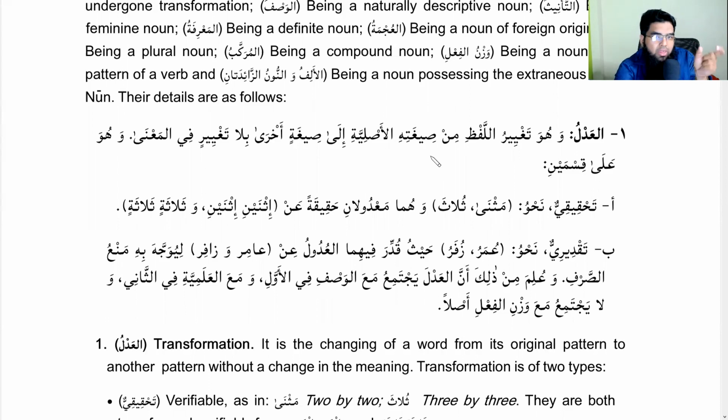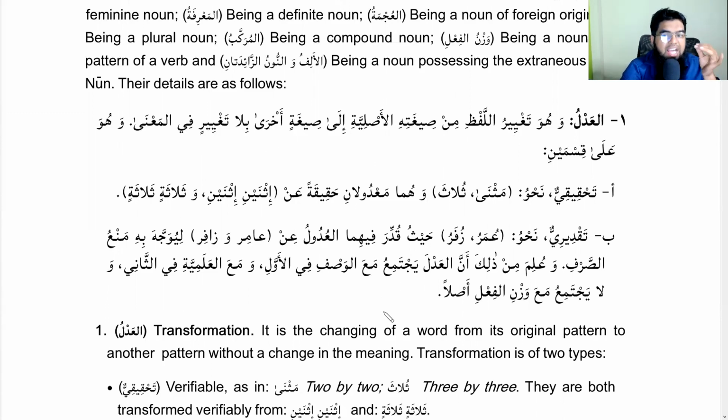Something is عامر, you're changing it to عمر. إلى صيغة أخرى, to some other pattern. بلا تغيير في المعنى, but the meaning doesn't change. So عامر and عمر, same meaning. وهو على قسمين. And then he divides this also into two types. And he says, transformation, right, is of two types.